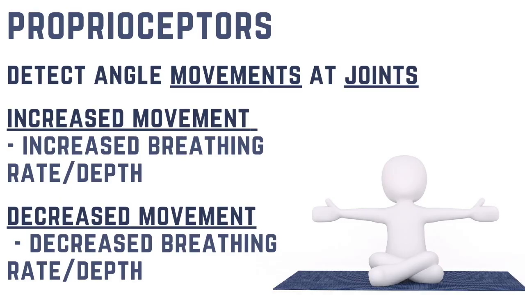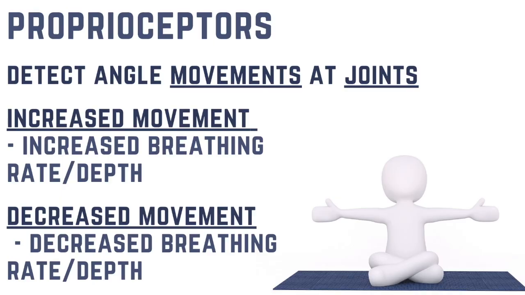Now, the proprioceptors look at movement, and the way they do it is they're located towards joints, and they look at angle changes in joints, so when there's a movement. So if there's an increased movement, hence you are exercising, there will be an increased breathing rate and depth, and that information again will be sent to the RCC, and it will tell the brain to tell the lungs to breathe deeper, tell the heart to beat faster, we need more oxygen. When there's a decreased movement, just like the chemoreceptors, that breathing rate isn't in demand, it can come back to normal.